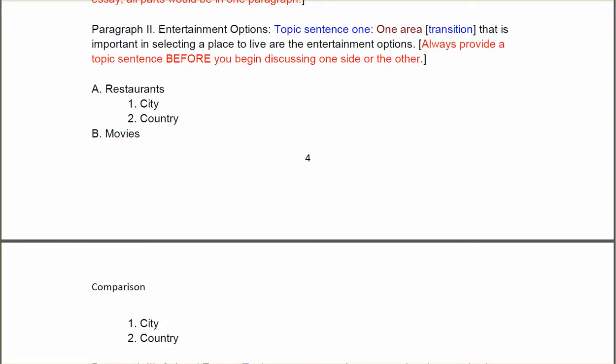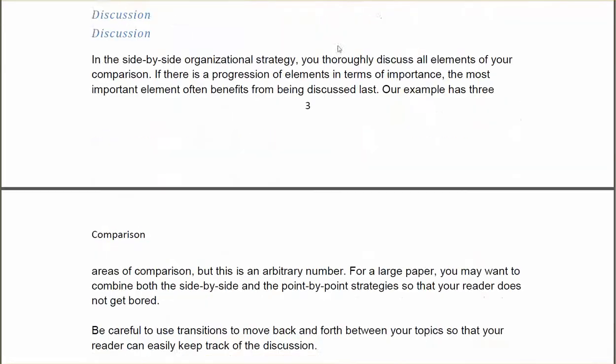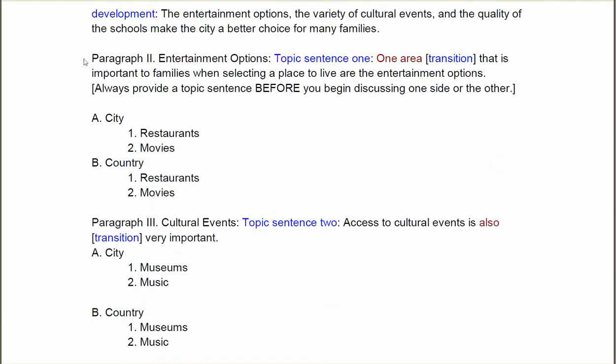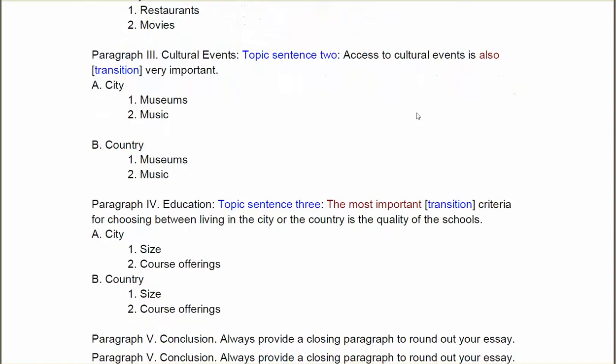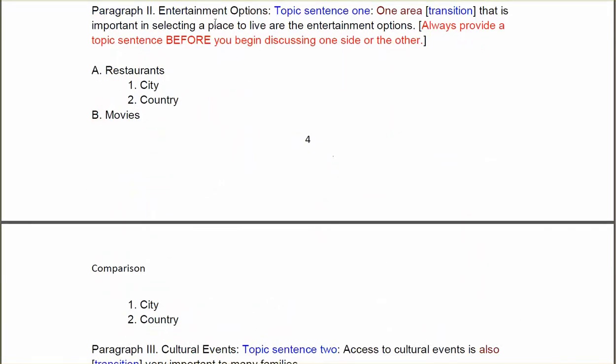So here's my first body paragraph in my point-by-point organization. Same information, city and country, restaurants and movies. Up here, I had for my side-by-side, here's my entertainment options paragraph. Half paragraph was on city, half was on country. All right. Compare that with the point by point down here. Here's my entertainment options paragraph, where I'm going to talk about restaurants first in the city and in the country, and then I'm going to talk movies in the city and the country.